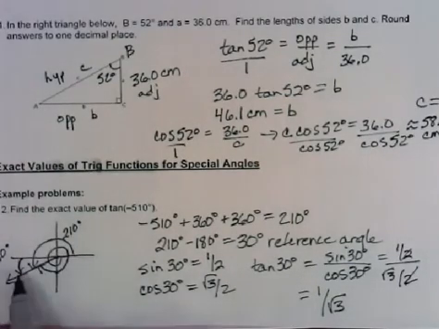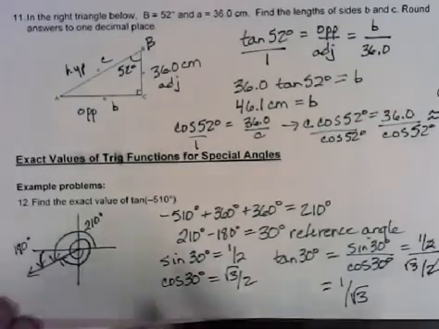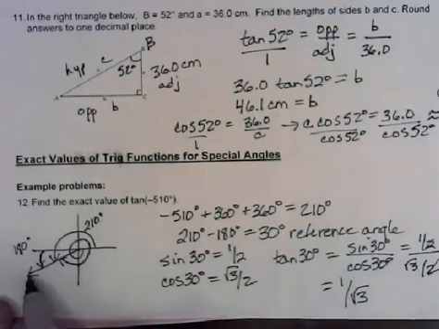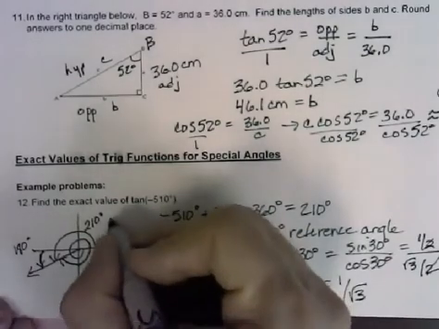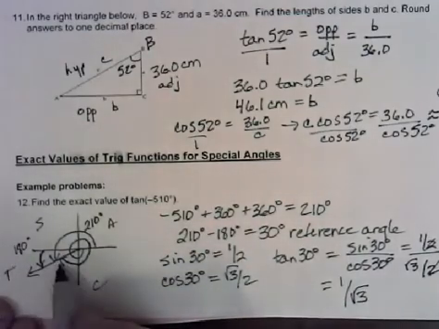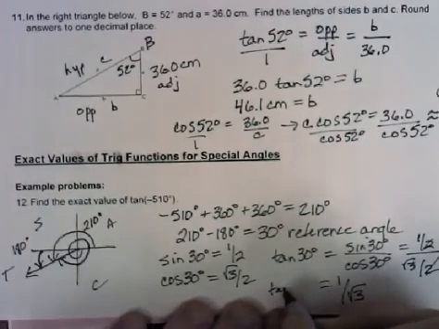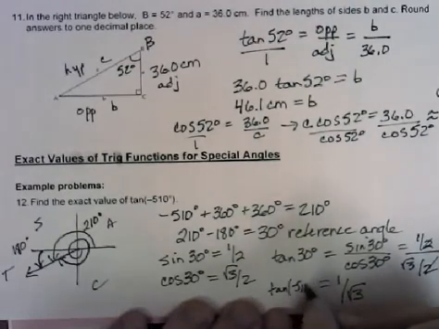I need to go back and look at the quadrant that my original angle was in to make sure I have the right sign, as in positive or negative. This is the third quadrant. If I do my memory trick for that, all students take calculus. Tangent is actually positive in that quadrant. So this would be my value for the tangent of negative 510 degrees.